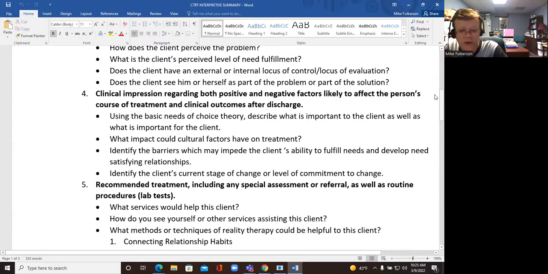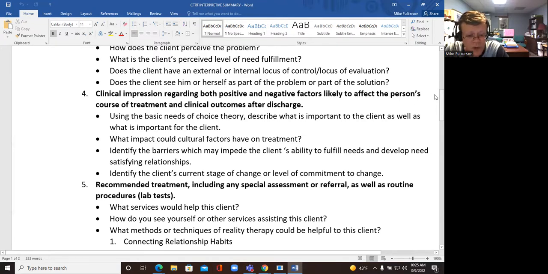What impact could cultural factors have on treatment? So things such as gender or sexual identity. These things can certainly have an impact on treatment.